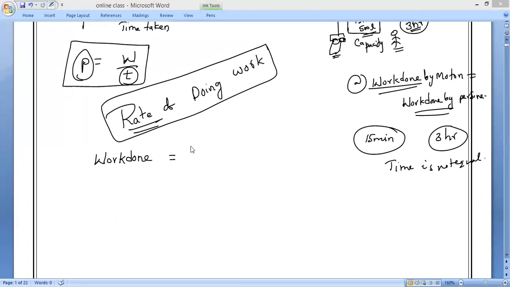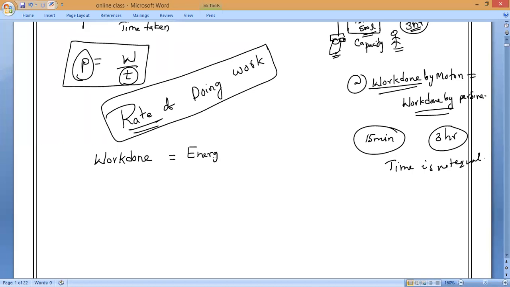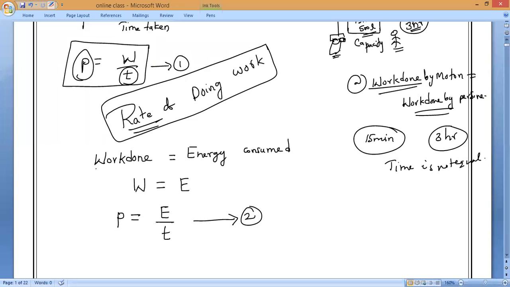Energy. Energy possessed by the body, or energy consumed by the body. So in place of work done, as we all know, work done is equal to energy consumed. So I can say power P is equal to, what formula will come? E by T. Yes or no? This is another formula, either W by T or E by T. Both are the same. Let this be equation 1 and this be equation 2. Both are equal. Work done is equal to energy consumed, so W by T is equal to E by T.